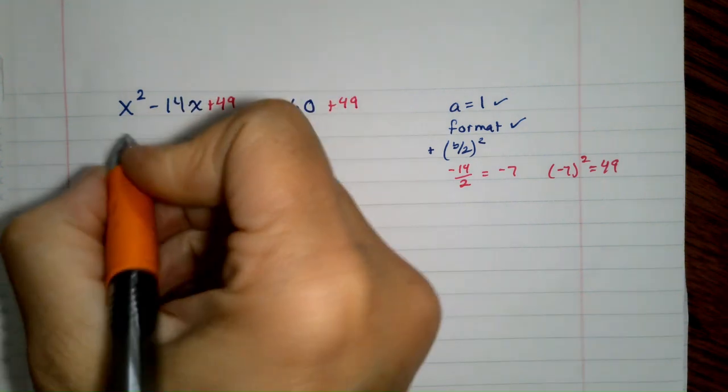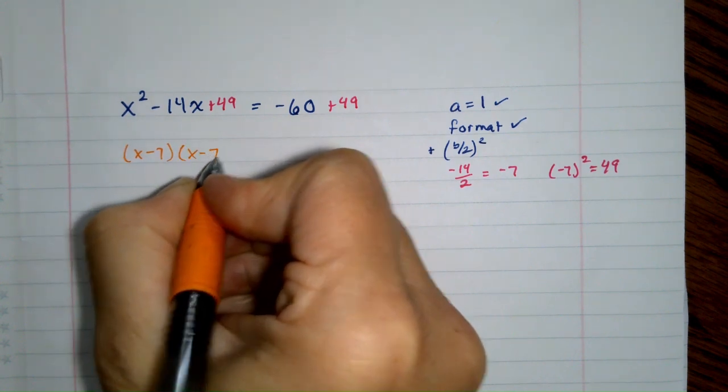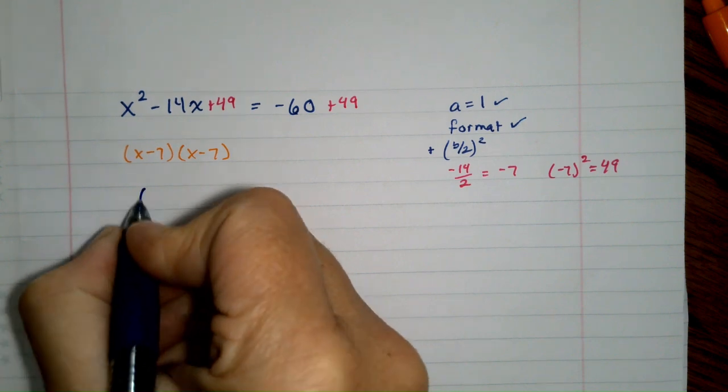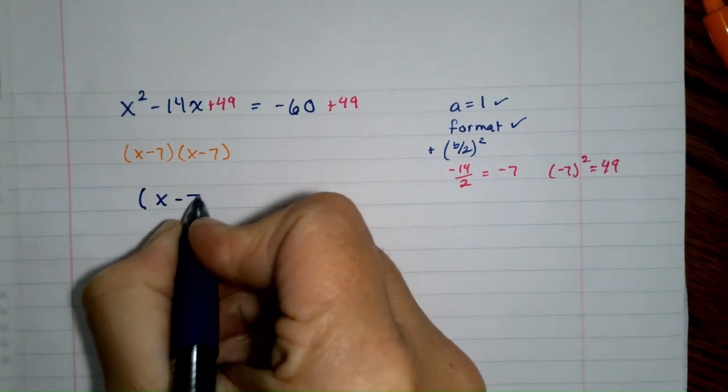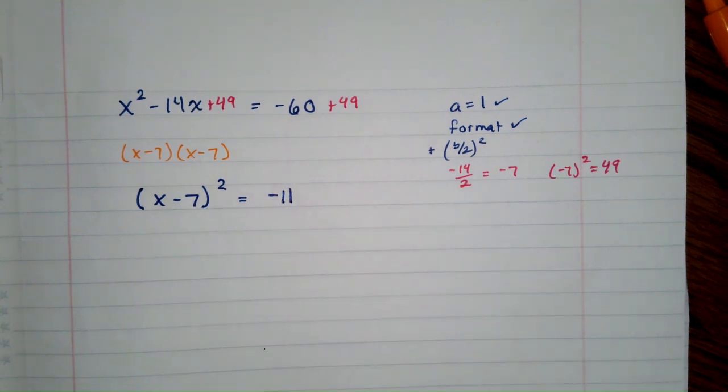This now factors to x minus 7 times x minus 7. If you need to pause the video and double check and verify, then that's a great thing to do. But we purposely picked 49 because it made it a perfect square. Hence the word completing the square. Okay, we have a negative. Not a big deal.